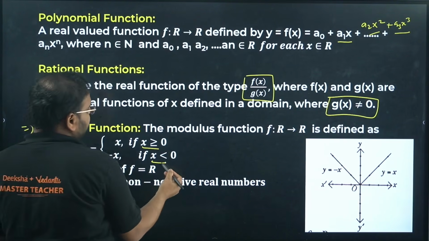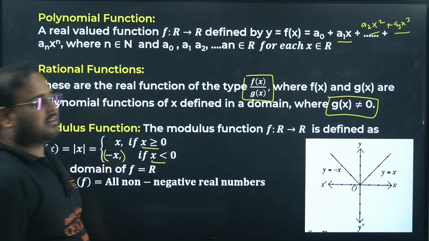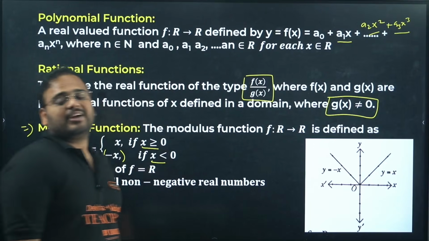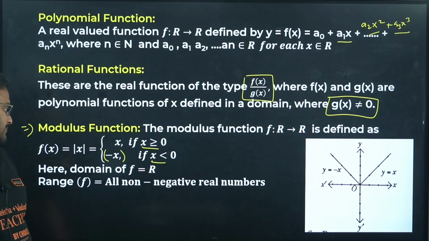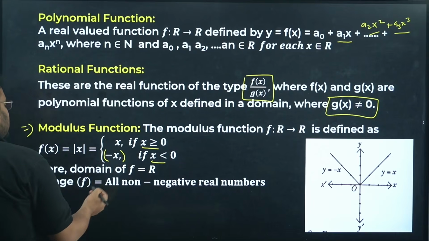When x is negative, I have to make it positive, so you introduce minus x to get the result 0. And the graph is what? Y equal to x line on the positive side, y equal to minus x line on the negative side of the y-axis. Please check. Okay, and what is the domain over here? Domain is all real numbers.